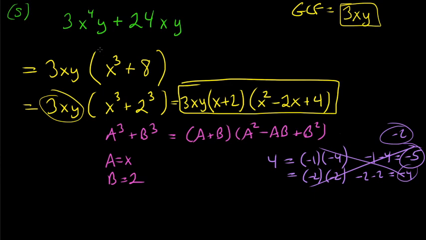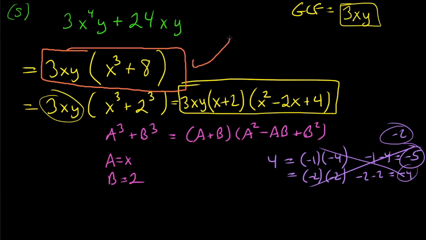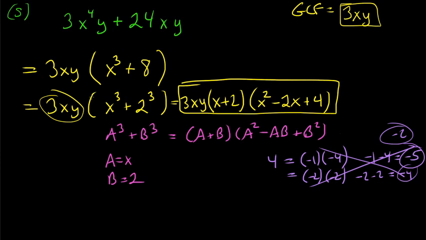Okay, and again, remember what happens if you leave it like this? You'll get partial credit because it is factored, right? You did factor out the GCF correctly. So that's correct so far, but you did not factor the x cubed plus 8. And because it's not prime, it is factorable, you're going to lose points for that. So if you want full credit, you've got to factor completely, all the way.